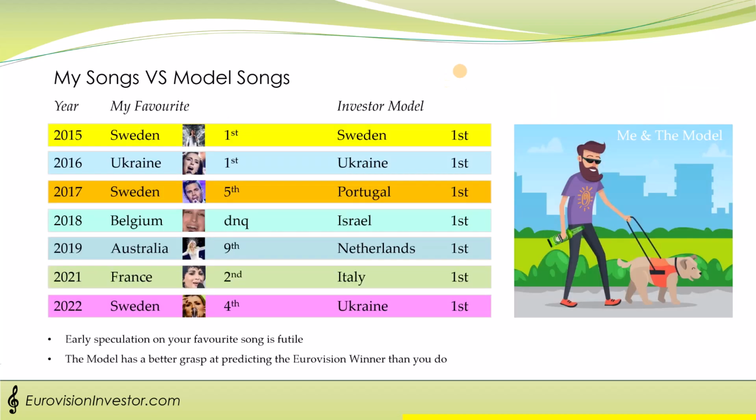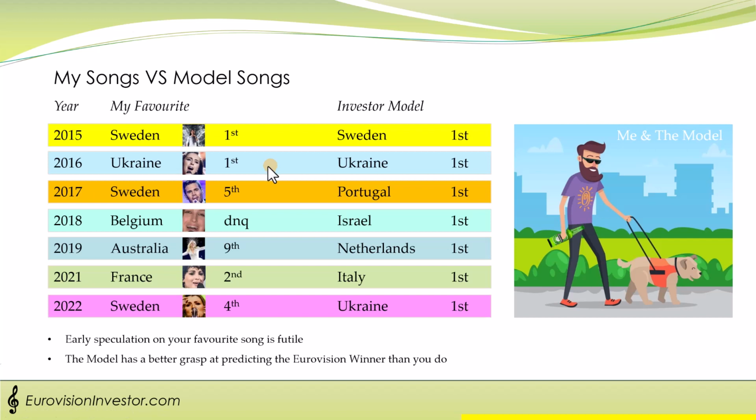So, how do my favorite songs compare against the investor model songs? Well, in 2015, my favorite song was Sweden, Heroes, and the investor model song was Sweden. Sweden came first that year. I did pretty well. 2016, my favorite song was Ukraine. The investor model's song was Ukraine. Ukraine won Eurovision. So I'm doing really well. And I'm thinking, gosh, I've got a talent for this.